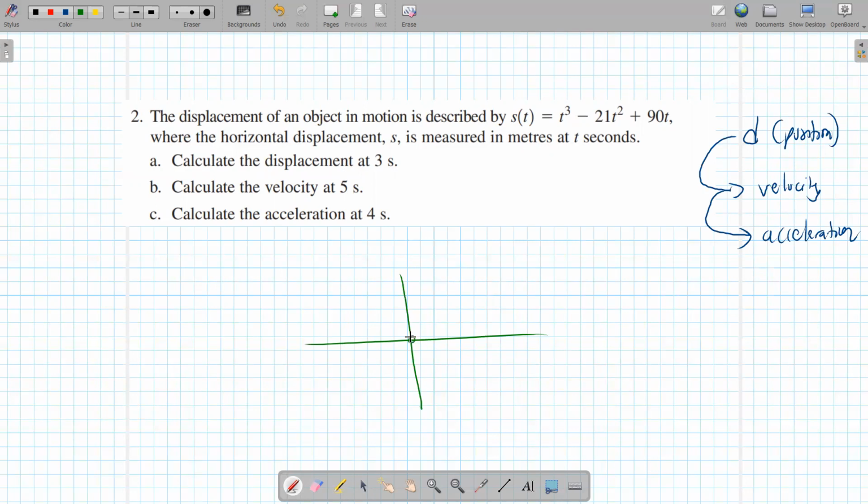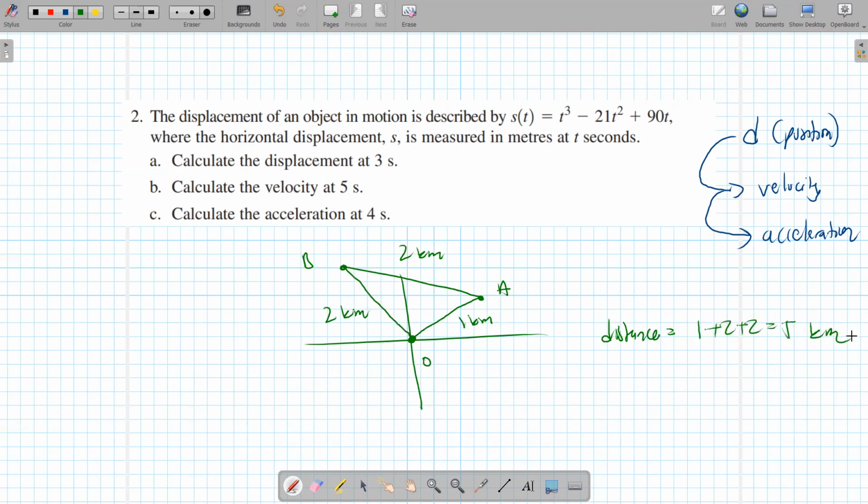Let's say you start here, and this is O. Let's say you travel to point A. This is 1 kilometer. From here you travel to B, which is 2 kilometers. And then you travel down to C. Let's say that's also 2 kilometers. The distance that you traveled is gonna be 1 plus 2 plus 2, 5 kilometers. Distance is 5 kilometers.